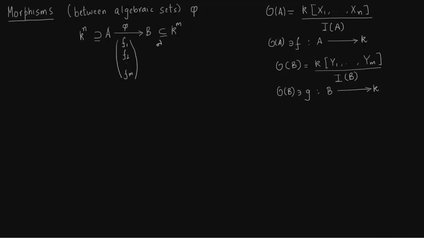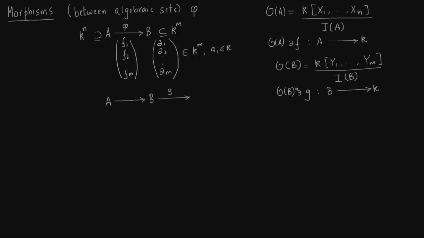So what is phi? Phi is a tuple f1 to fm, where each fi lies in O of A. So each fi is a polynomial which lies in O of A. Now each polynomial lies in O of A, you evaluate it on the set A, you get a corresponding ai, which is in the field. So f1, you plug in K^n, you get a1, f2, you plug in K^n, you get a2, and fm, you plug in K^n, you get am. So you get the tuple. So phi is nothing but a tuple.